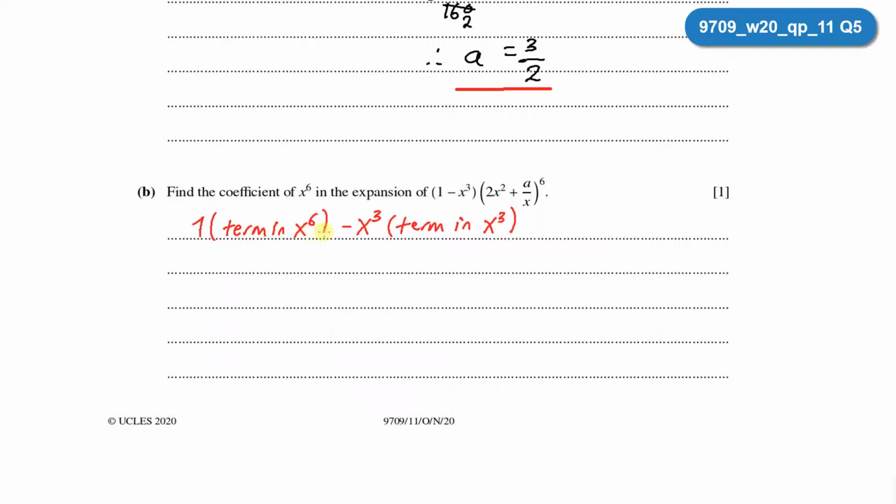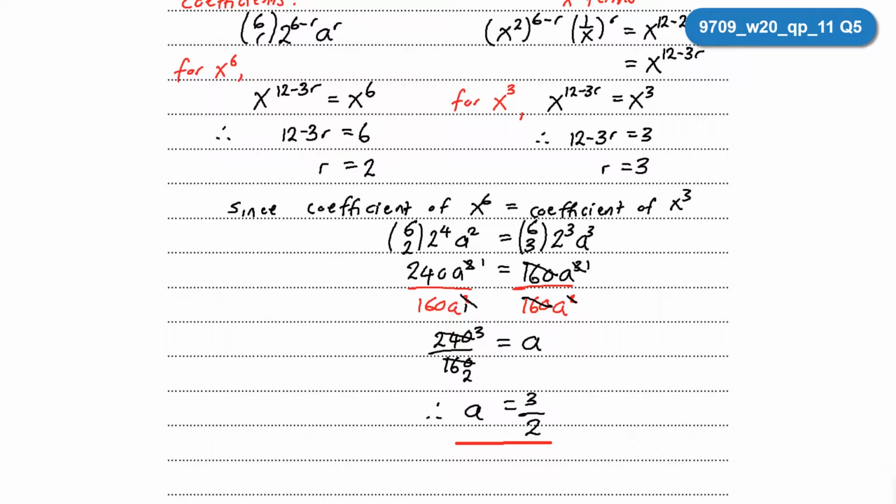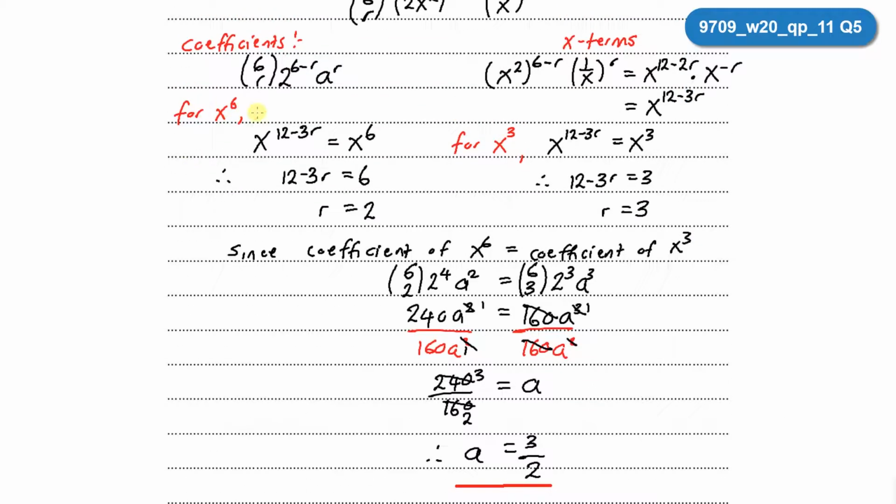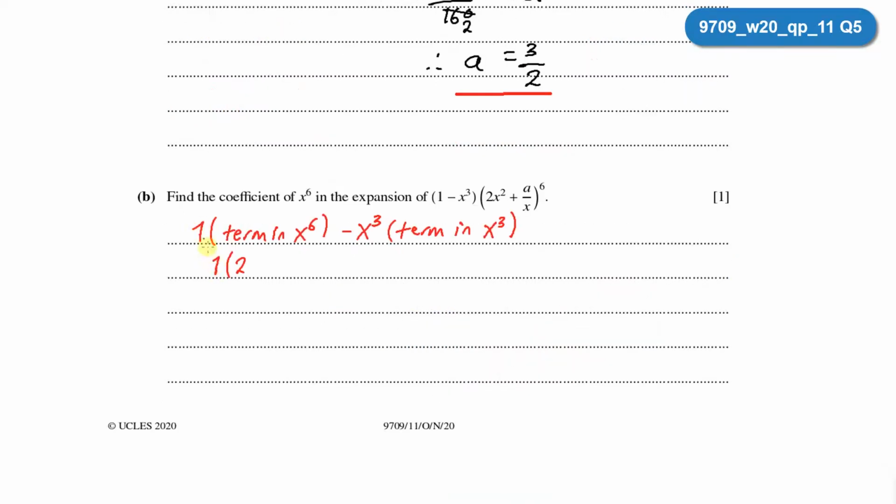Now for the term in x power 6, we are saying it is 1 times the term in x power 6 of this binomial expansion. We had already worked out that for x power 6, r is 2. And when we simplified it, the coefficient came out to be 6 choose 2 times 2 to the power 4 times a squared, which was 240a squared. So that's the coefficient right here. So we have 240a squared, and that will be x to the power of 6.